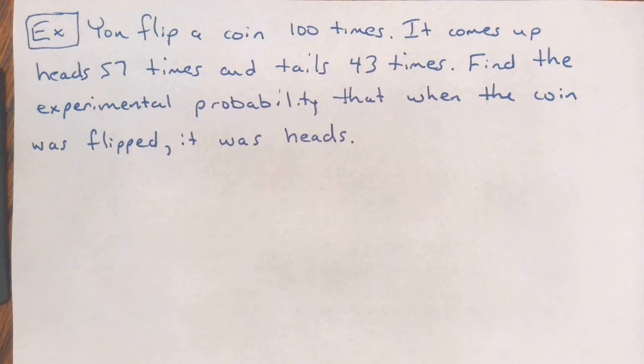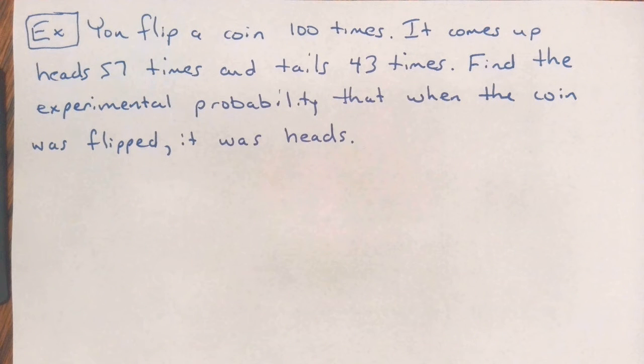In this example, we're going to take a look at experimental probability. Experimental probability uses actual numbers from an actual experiment when calculating the probability, versus theoretical probability, which is what you would expect to happen if an experiment were conducted.